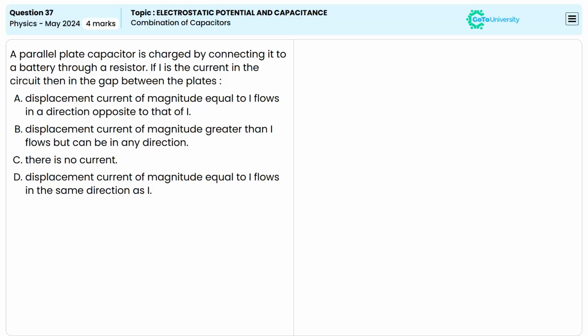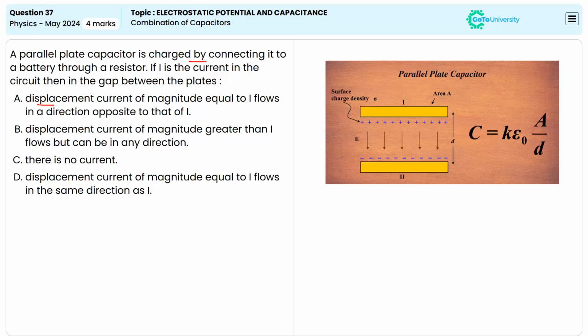The parallel plate capacitor is charged by connecting a battery through a resistor. If I is the current passing through the gap between the plates, which statement given here is correct regarding the displacement current? It's known that when a parallel plate capacitor is charging through a battery, the current I will flow through the circuit as well.